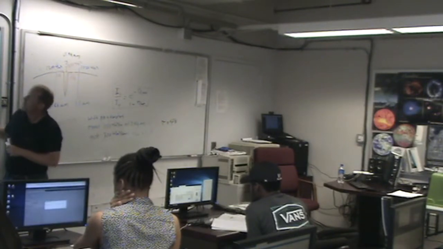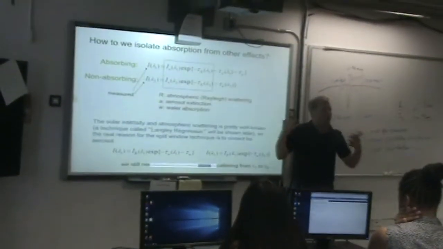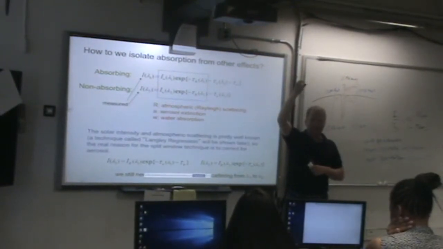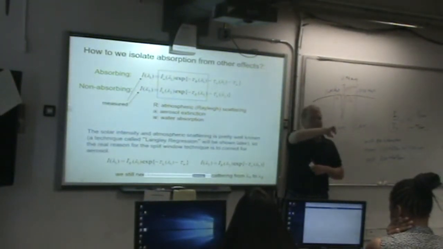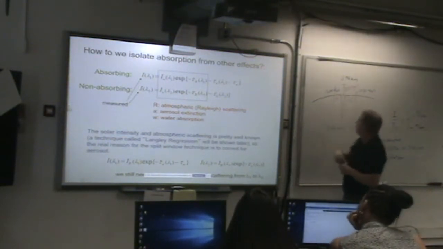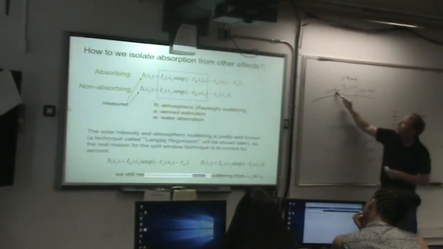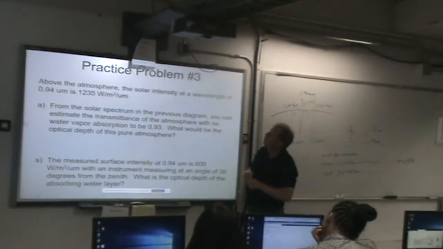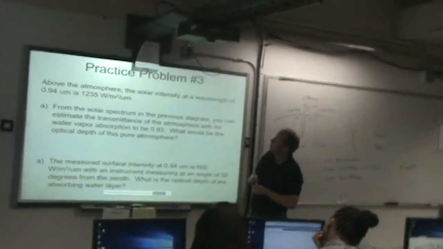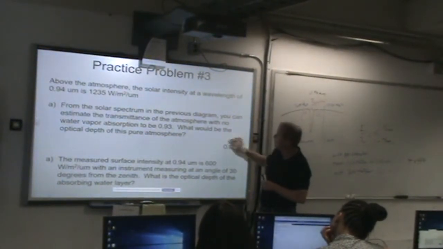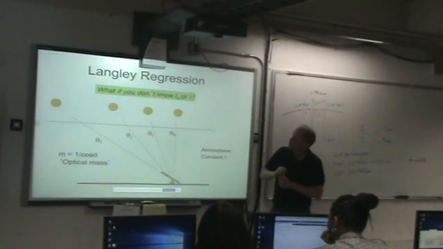Okay? But what happens if you don't know what the optical depth of the atmosphere is? And what happens if you don't know what the sunlight is above the atmosphere? Could we do any of this if we knew what was going on above the atmosphere? Because remember, this is what we knew would be happening if there was no atmosphere. So, tell you what, we're going to skip this. We don't have time to do this. I'm going to go on to this.